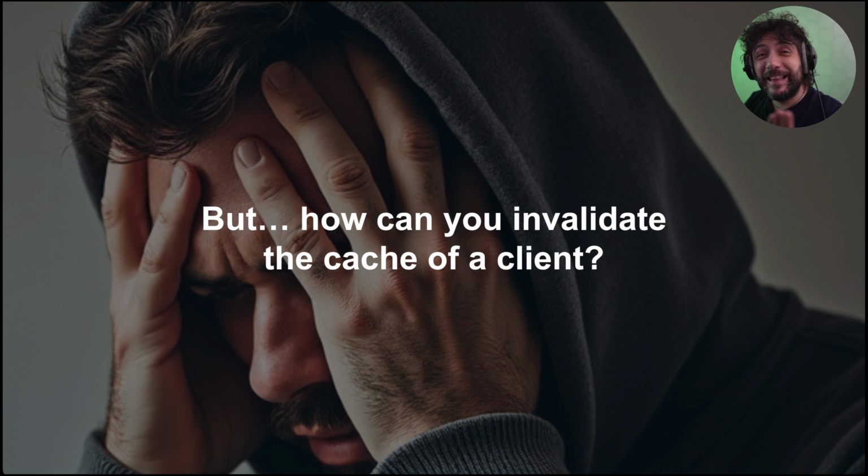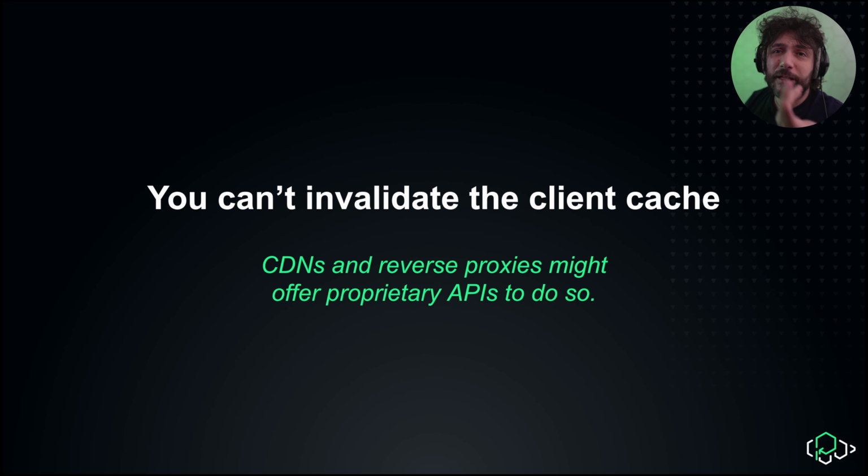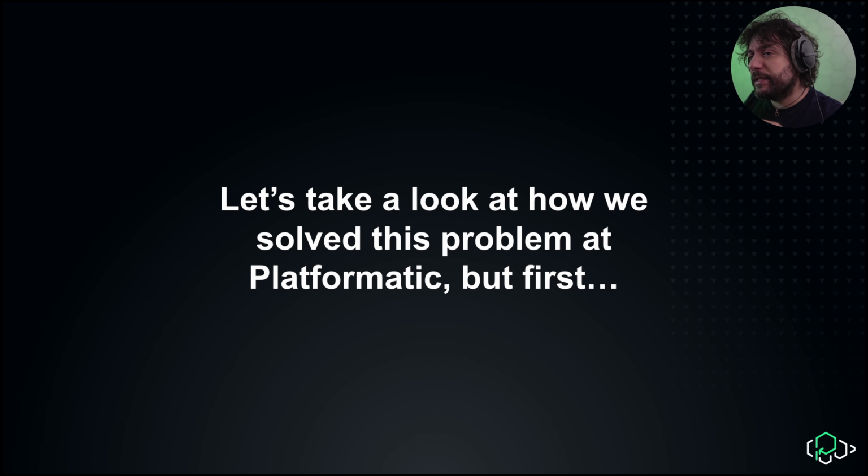How can you invalidate the cache of a client? You need to invalidate the cache in all those little copies everywhere so that you can get things done. How can we do that? Well, you can't really invalidate the client cache. It's not part of the standard. And because it's not part of the standard, CDNs and reverse proxies all implement some proprietary APIs to do so. But how can we do it, right? Well, I've been wondering about this problem for a while, and we decided to fix it, or maybe try to fix it.